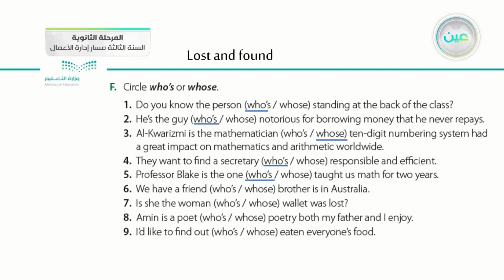What about number 6? We have a friend whose brother is in Australia. What do you think, guys, here? Of course, whose. Excellent. Very good. Is she the woman whose wallet was lost? Let's go over this and see what's the suitable answer. Of course, it's whose. What about number 8? Amin is a poet whose poetry both my father and I enjoy. What do you think, guys? Of course, it's whose. And we have 9: I like to find out eating everyone's food.